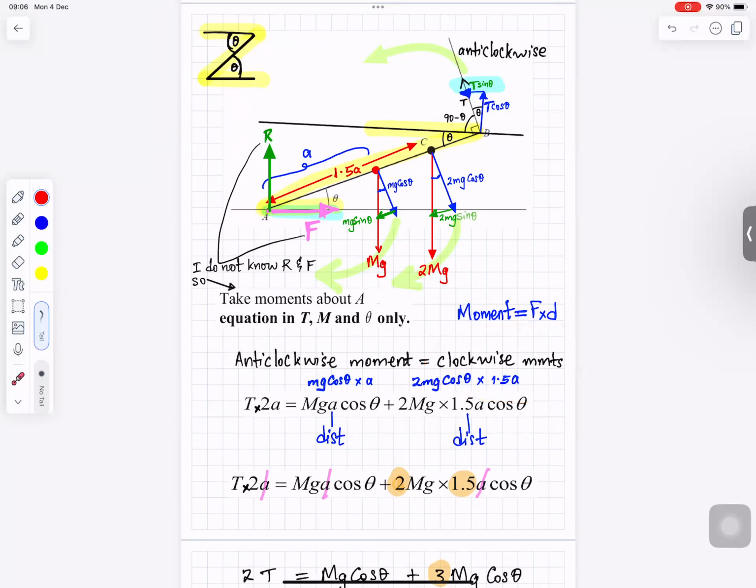mg is this force pulling down, mg cos theta is this one, and the distance from there to that point is A. The next force pulling down is 2mg cos theta, and that distance is 1.5A. 1.5A is that distance there. So 1.5A is the distance, and then the force is 2mg cos theta. For this one, the force is mg cos theta, and the distance is A.